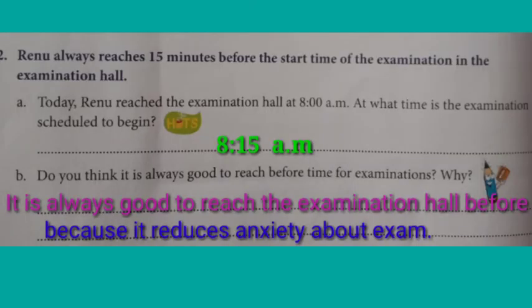Renu reaches 15 minutes before the start time of the examination in the examination hall. Part A. Today, Renu reached the examination hall at 8 a.m. At what time is the examination scheduled to begin? Its answer is 8:15 a.m. Part B. Do you think it is always good to reach before time for examinations? Why? Its answer is: it is always good to reach the examination hall early, because it reduces anxiety about the exam.